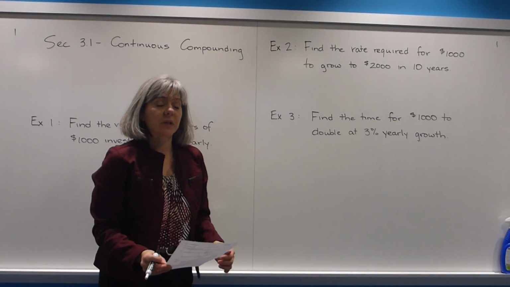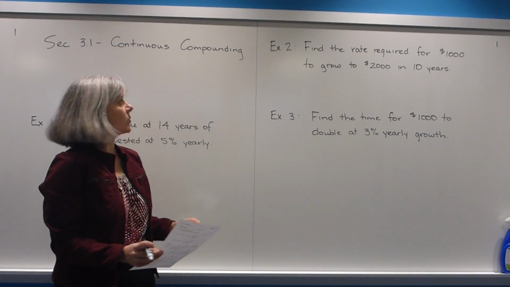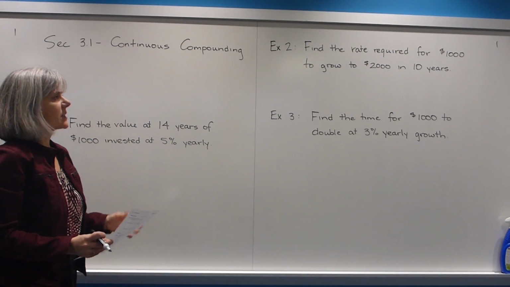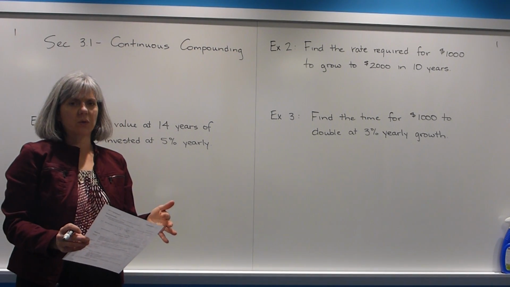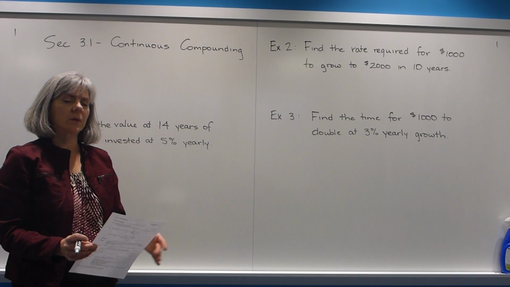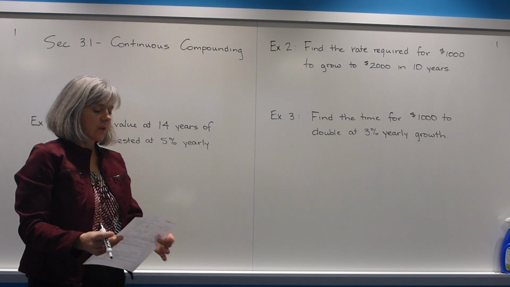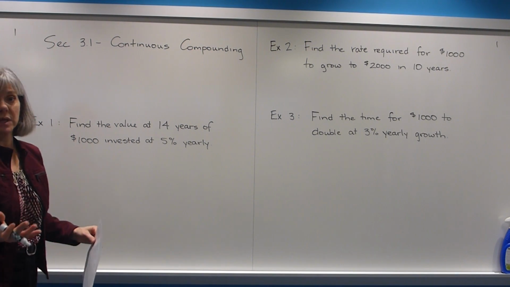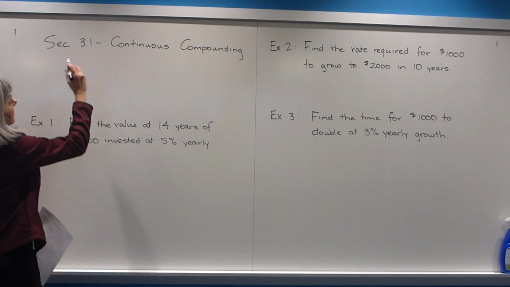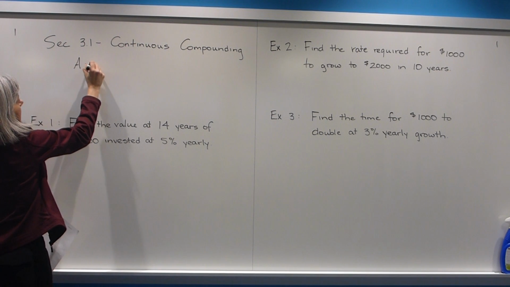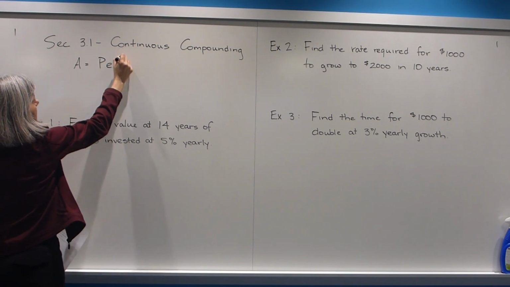Okay, so this is the prep video for section 3.1, which is continuous compounding. This is a topic that may look familiar to you because you may have seen it in pre-calculus, but we'll just go over it briefly for preparation for our class. So the first thing we want to look at is what the formula is for continuous compounding. And so it is this: A equals P e to the RT.